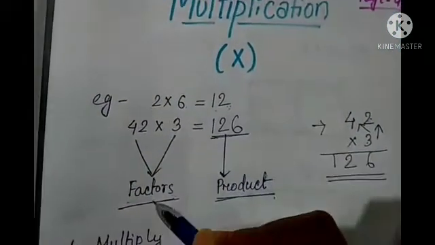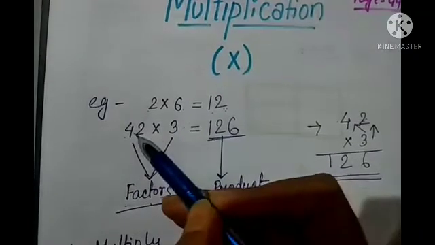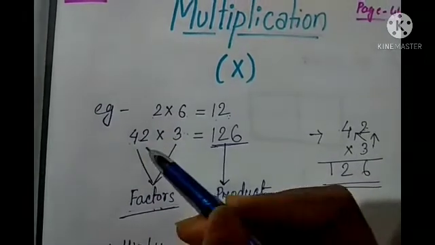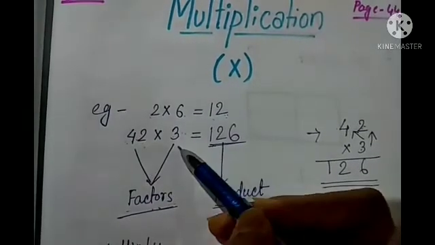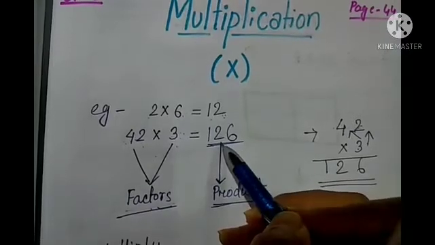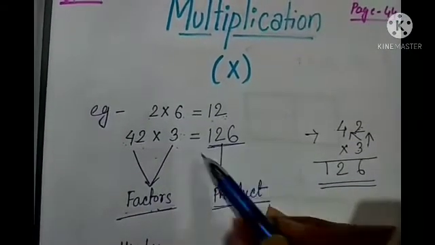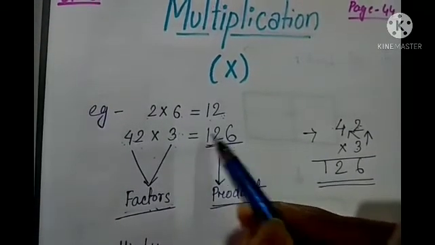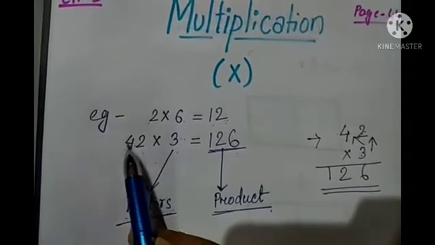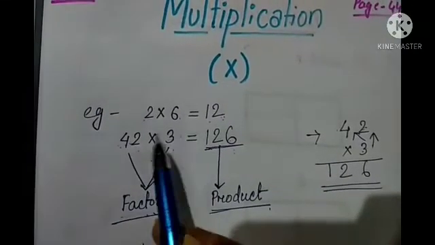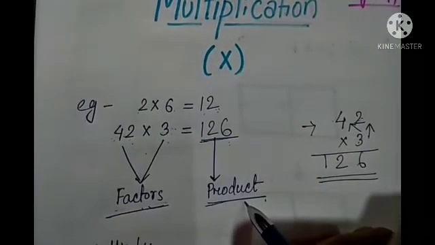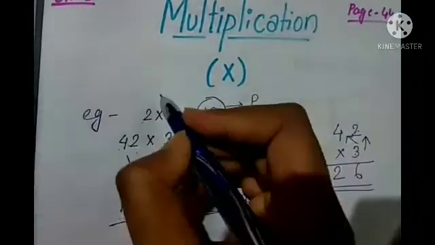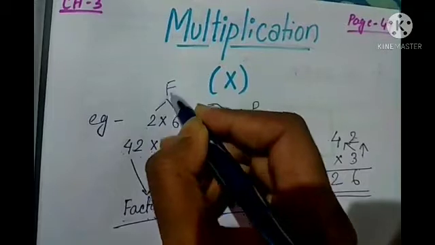Okay, and factor, students, the numbers which we are multiplying, the two numbers which we are multiplying, they are called factors. Okay, so here what are the factors? 42 and 3 are the factors of what? 126, because if we multiply them we will get 126. So that is why these two are the factors of 126. And students, after doing multiplication, the answer we get, that one is called the product. Okay, so in this case 126 is the product, and these two are the factors.